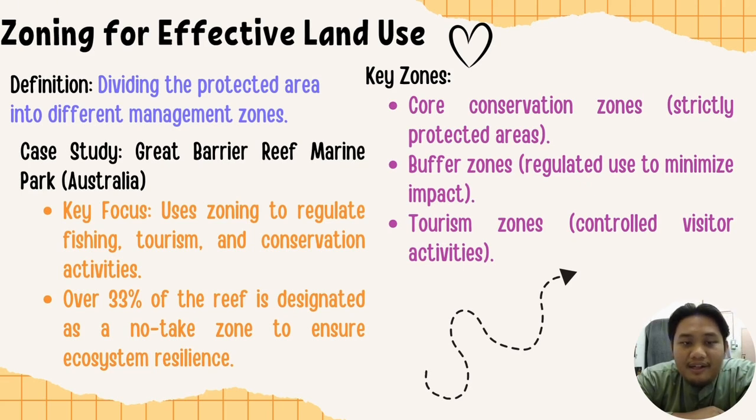The Great Barrier Reef Marine Park in Australia uses zoning to regulate fishing, tourism, and conservation activities. Over 33% of the reef is designated as a no-take zone, ensuring ecosystem resilience, according to the case study on the Great Barrier Reef.